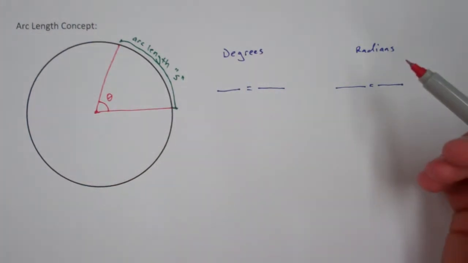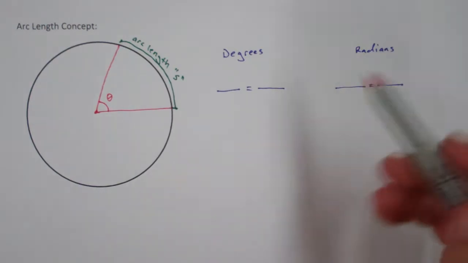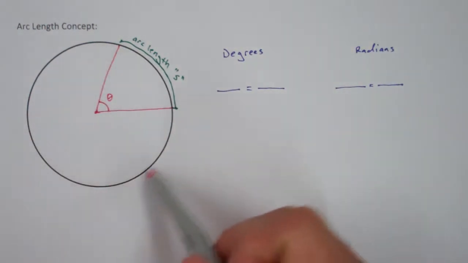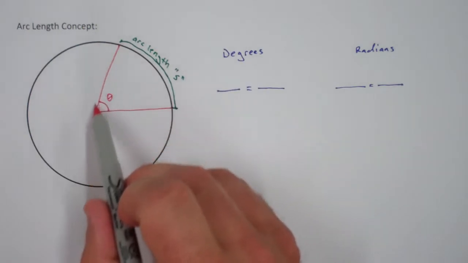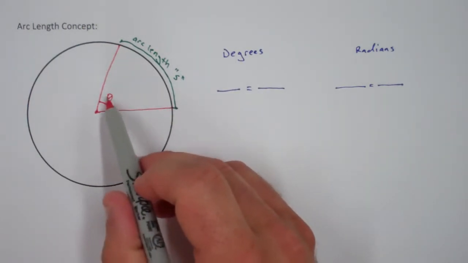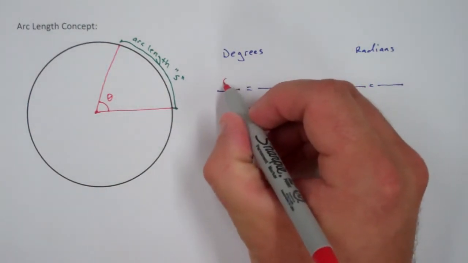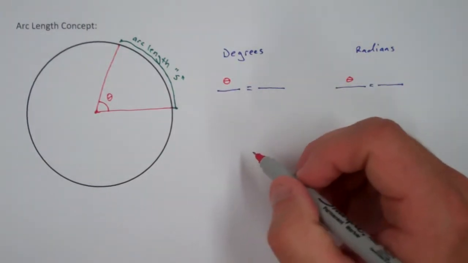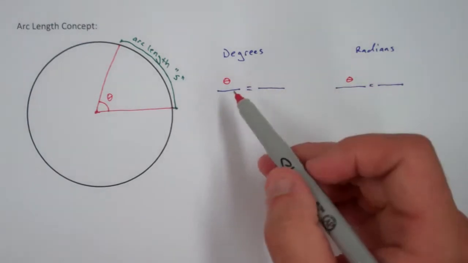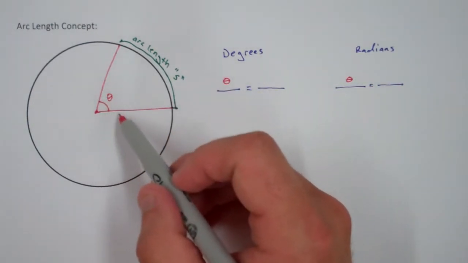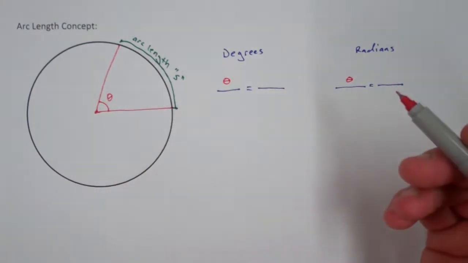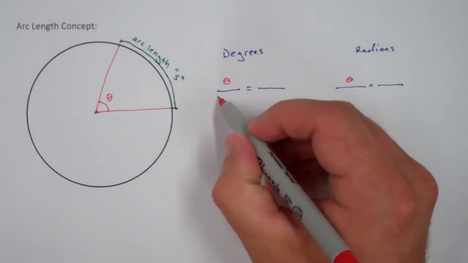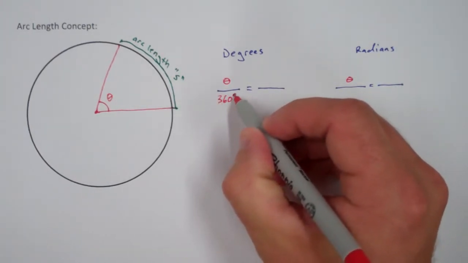Remember, when we write a fraction, we're going to write this as part to whole. So if we look at this circle, we're only looking at this part in red right here, this angle. That angle is going to be theta. That'll be the same for degrees or radians. And we want to compare this, so that's the part of the circle. We want to compare it to all the way around. So all the way around the circle would be 360 degrees.